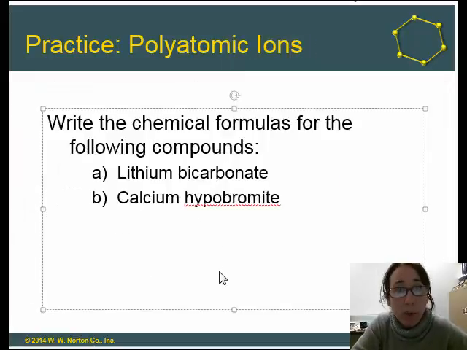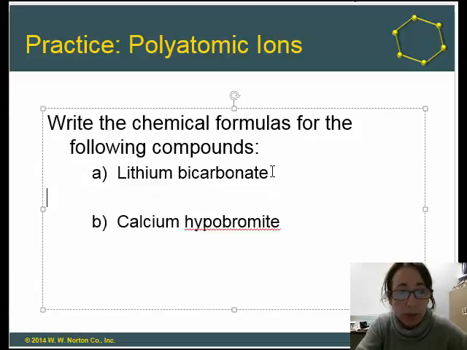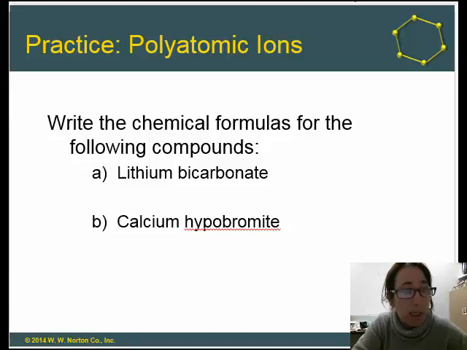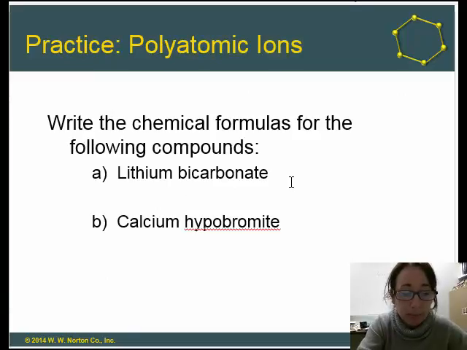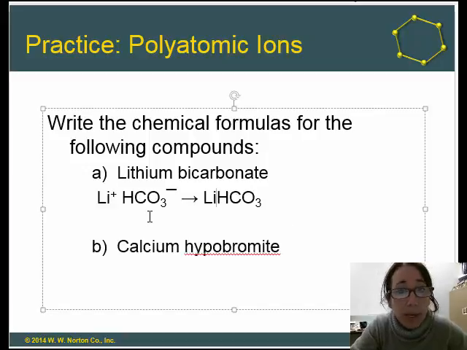Now let's look at some compounds that have polyatomic ions in them. First, lithium bicarbonate. Okay, so the first thing I'm going to do is look at my periodic table, and I find lithium. It's in the first column, so it has a positive charge. And I've memorized what the formula is for bicarbonate. Bicarbonate has a formula of HCO subscript 3 and a charge of -1. Because these charges cancel out in a ratio of 1-to-1, this is the formula for lithium bicarbonate, Li, capital H, capital C, capital O, subscript 3.